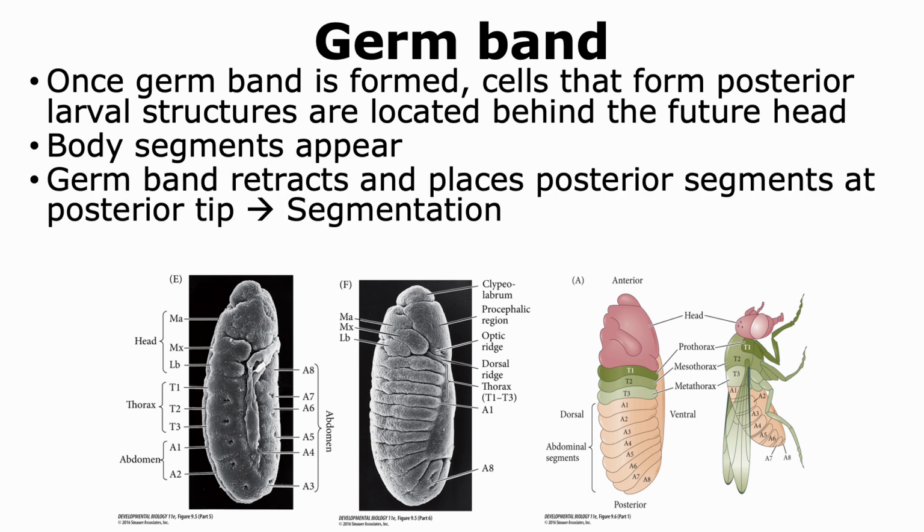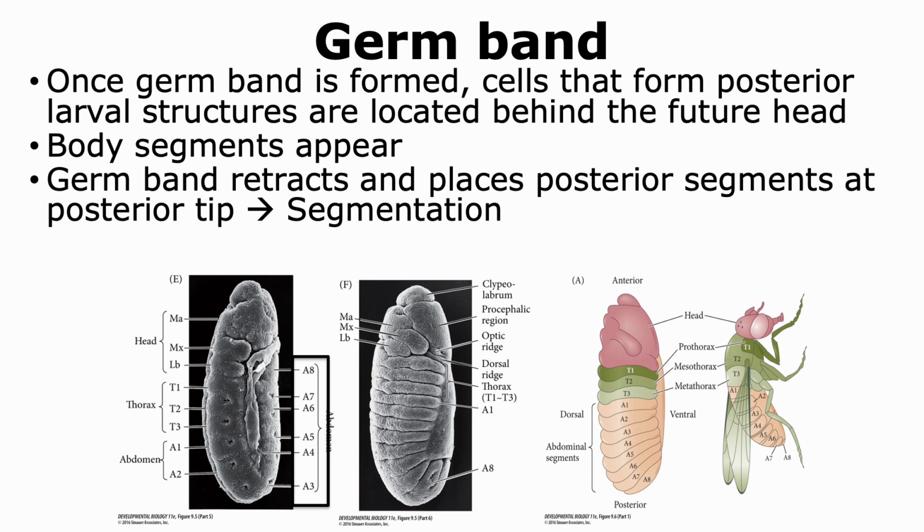Now during the process of gastrulation, the germ band will retract, and this results in placing the posterior segments at the posterior tip, and we can see more well-defined segments, and thus the process of segmentation occurs. So once again, if we look at the figure, look at the black box that's there in the figure to the left, we can see the segments that will form the abdomen. And the one at the top will say A8, and it goes down to A7, A6, A5, A4, and A3.